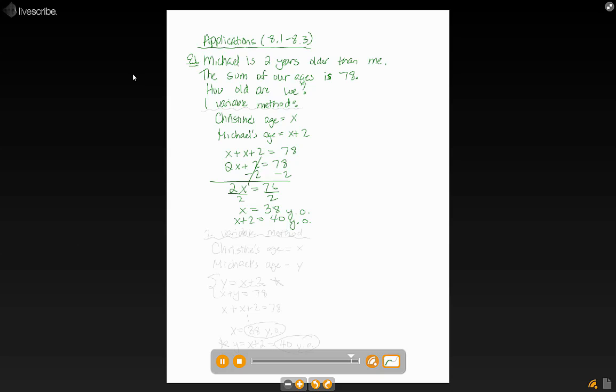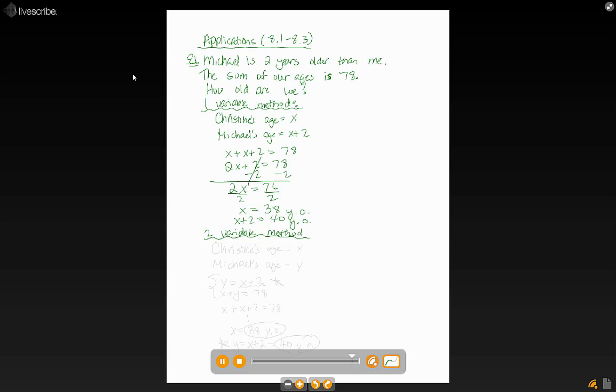All right. That is one variable method. And now let's look at the two variable method to do the same kind of problem. Sometimes both methods work, sometimes one works much simpler than the other, and sometimes only one works, okay?